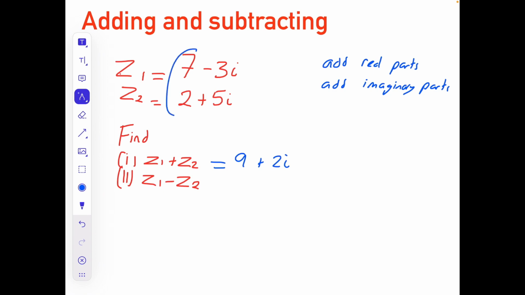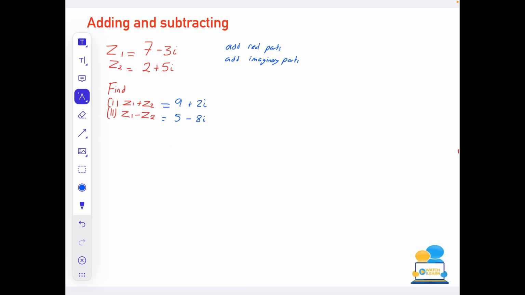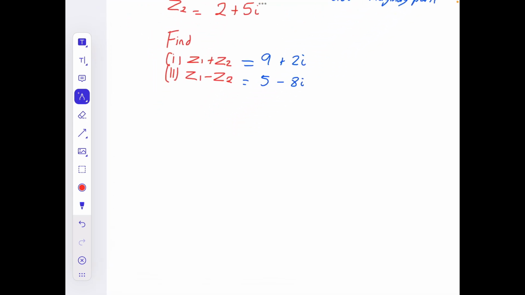Okay, then we'll have Z1 minus Z2. So this will be 7 minus 2, so that'll be 5. And then minus 3 minus 5 will be minus 8i. Okay, so that is your adding and subtracting. Again, if your algebra is okay, you'll fly through this. Really, all complex numbers is, is another branch of algebra.